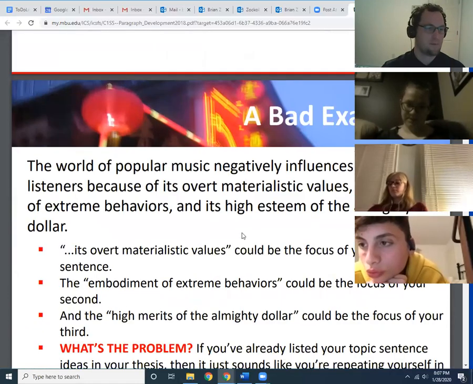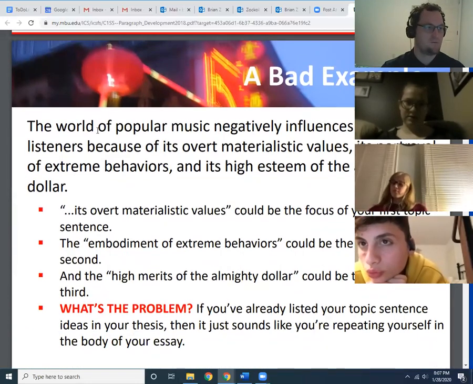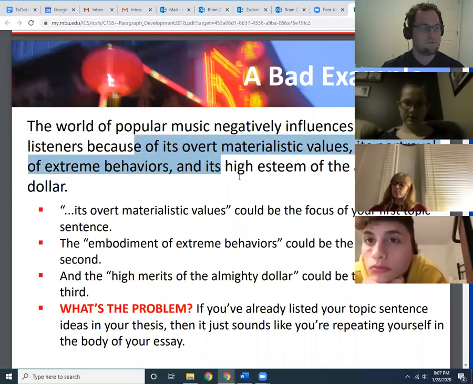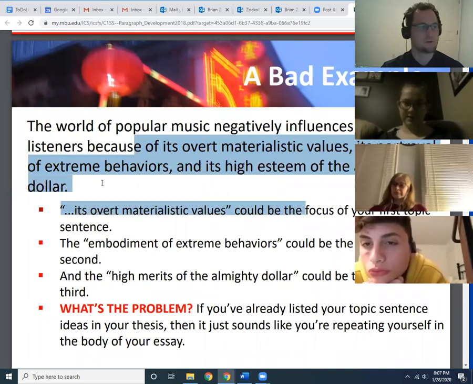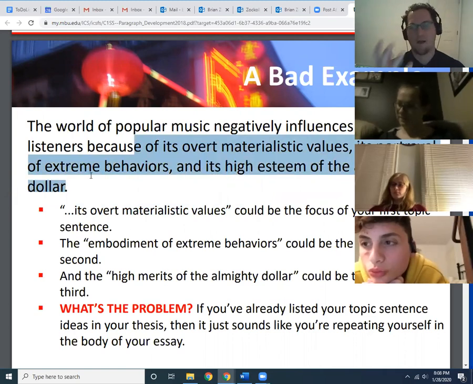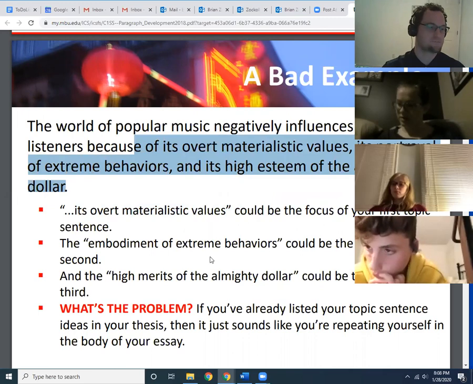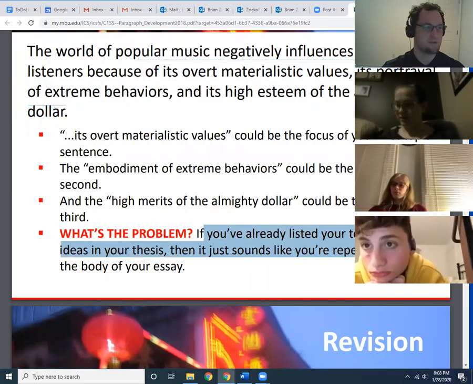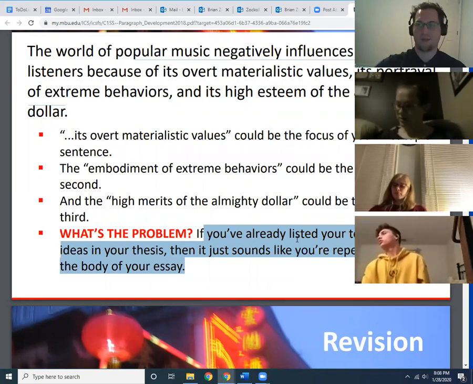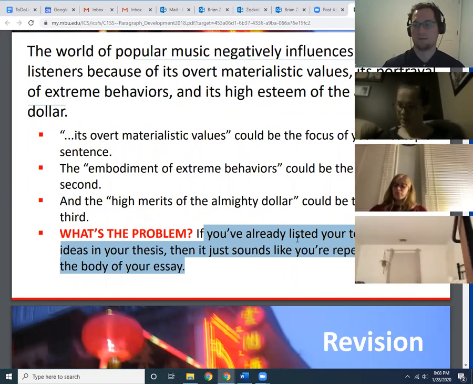Let's keep going here. So here are some bad examples. The world of popular music negatively influences young listeners. And here are all of the reasons why. Here are all the supports: because of overt materialistic values, portrayal of extreme behaviors, high esteem of the almighty dollar. Those are going to be the three reasons. And we just read that we're not supposed to include the supports in the thesis statement. Down here, it says, if you've already listed your topic sentences in your thesis, it then sounds like you're just repeating yourself in the rest of the body of the essay, because your introductory sentences for the next few paragraphs should be your supports.